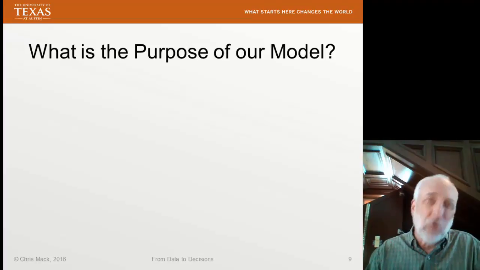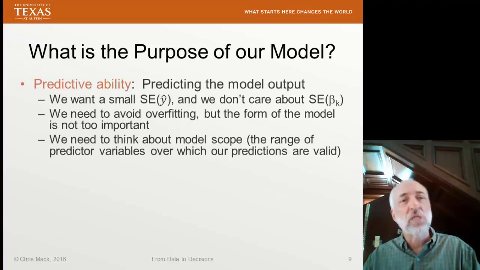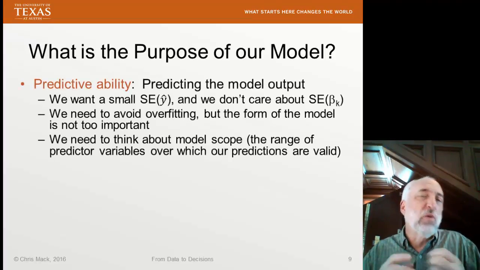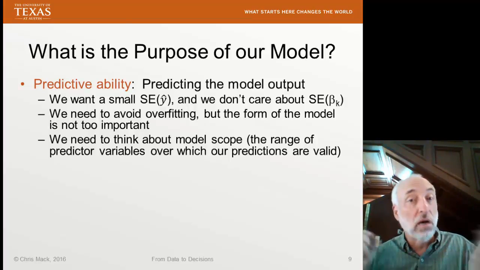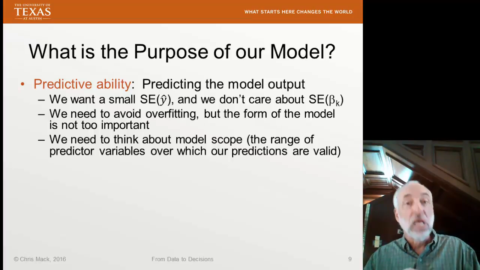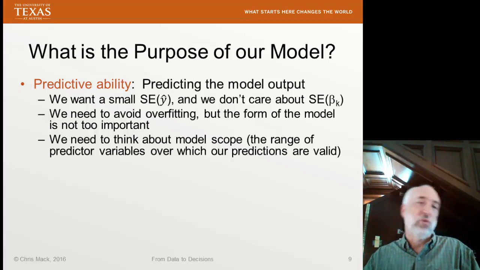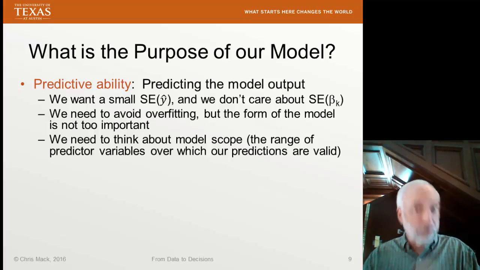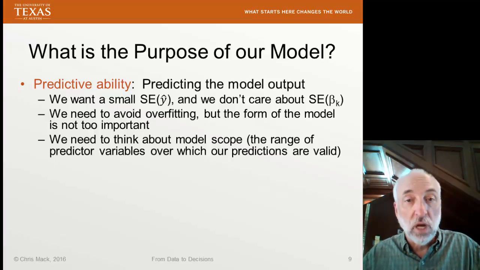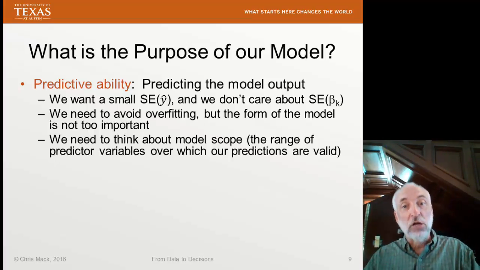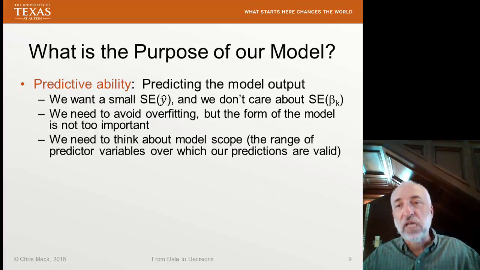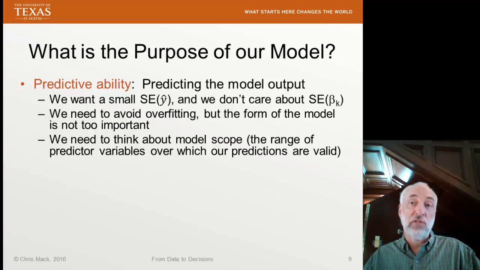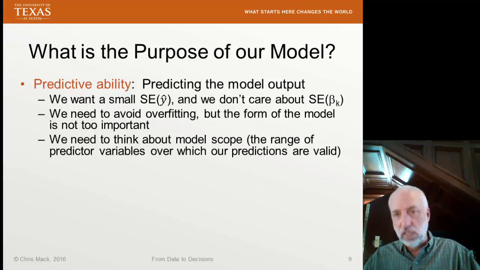There are three general purposes, the three that are most common. One is predictive ability. We want a model to be able to make predictions of what y would be under certain cases of inputs. If we're predicting the model output, that means we want a small standard error of y hat. Y hat is the output of the model. Small value of the uncertainty, the standard error at y hat. We don't really care about the standard errors of the coefficients themselves, the beta k's or the b k's for our specific data set.